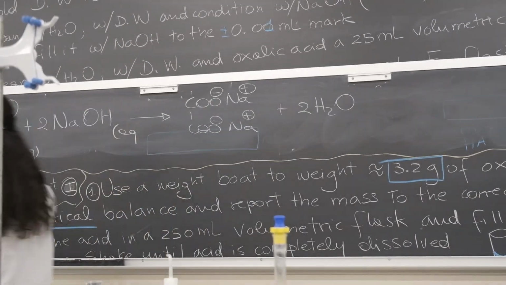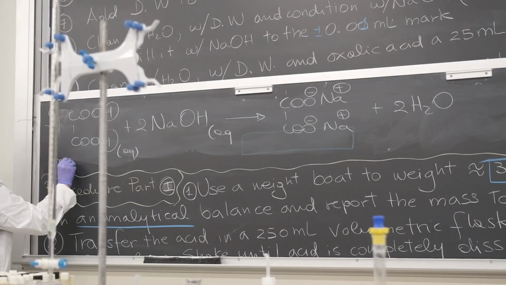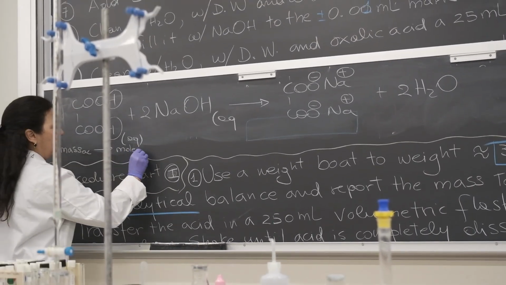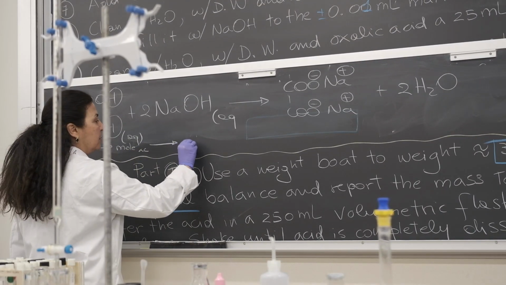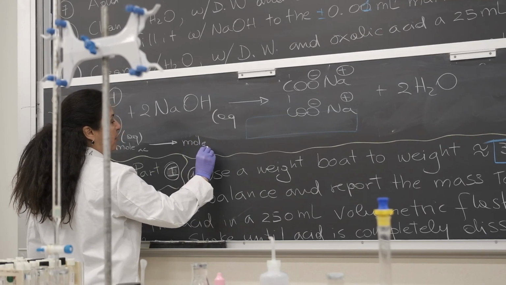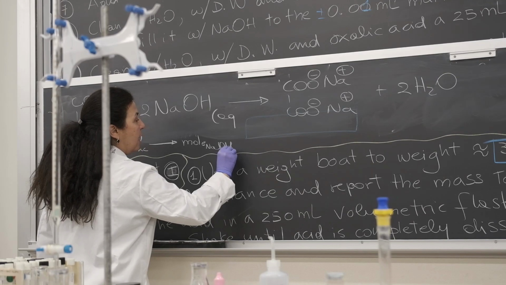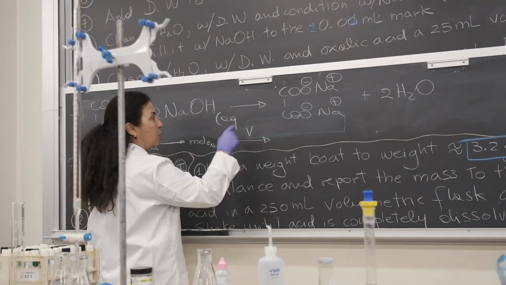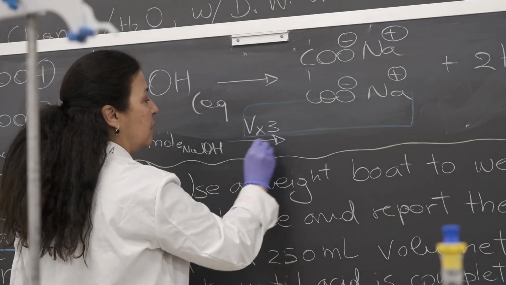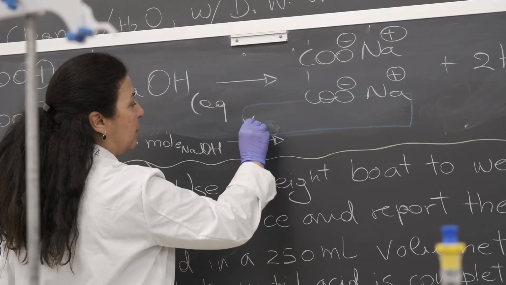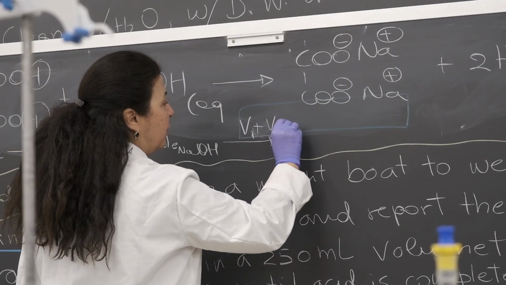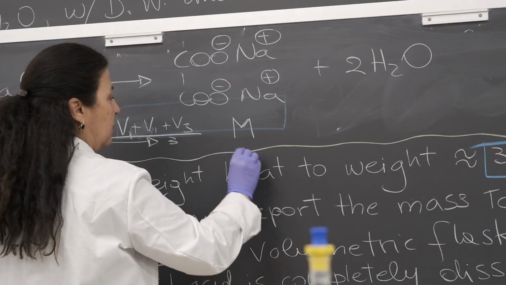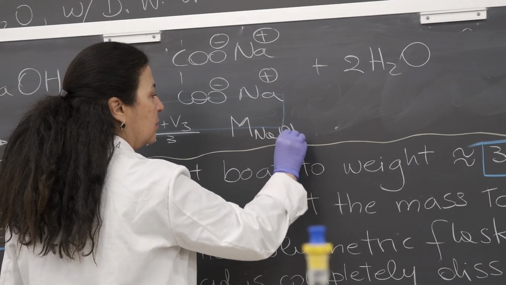Now, we know the mass of the acid. We go to the moles of the acid. We go to the moles of the sodium hydroxide. And using the volume of sodium hydroxide that we used in the three titrations, V1 plus V2 plus V3 divided by 3, we find out the molarity of the sodium hydroxide.